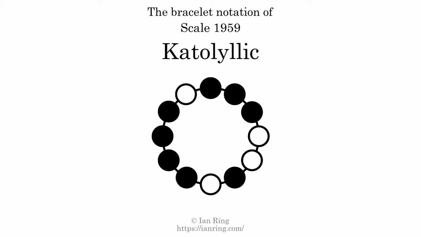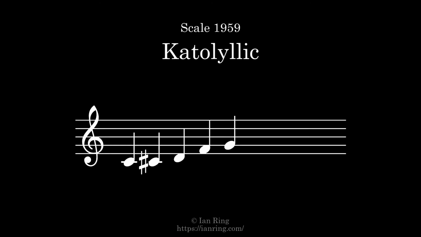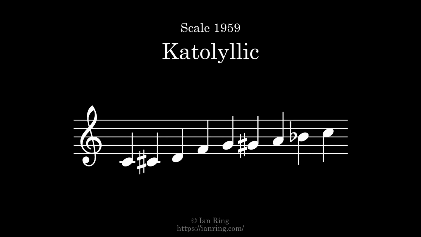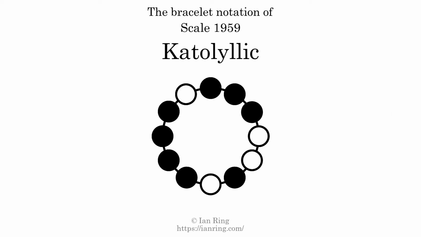1959, Katolyllic, which sounds like this. This scale has 8 tones, which means it is called an octatonic scale. This is a bracelet notation diagram of scale 1959. The shaded circles represent tones that appear in the scale, and they are read clockwise, starting at the top.